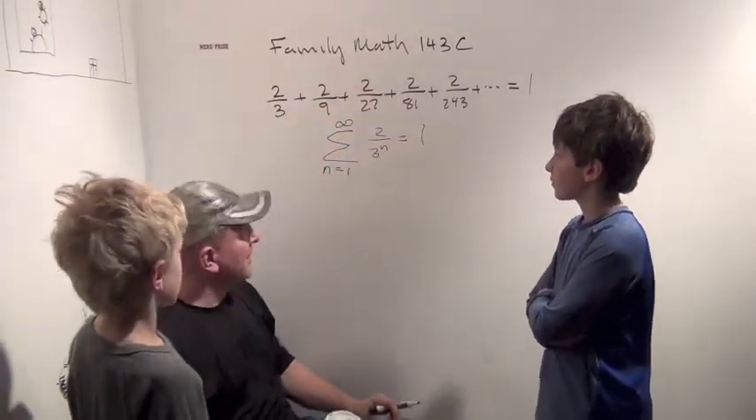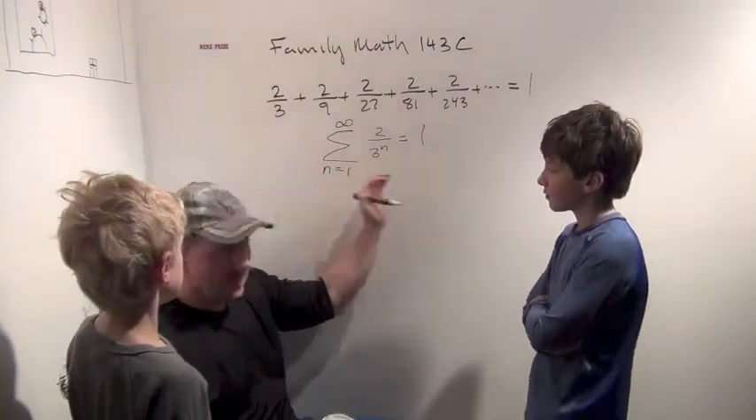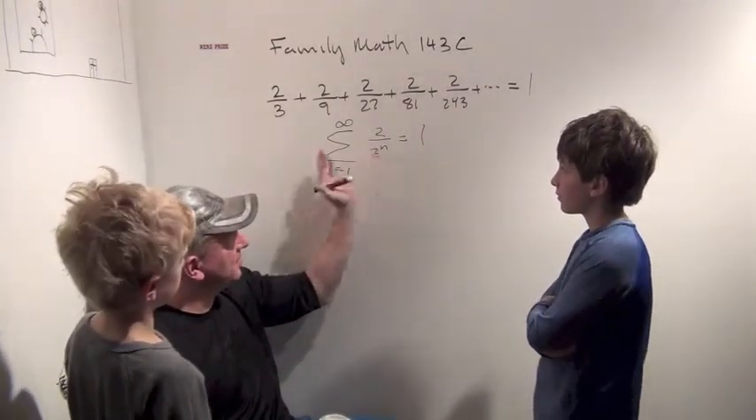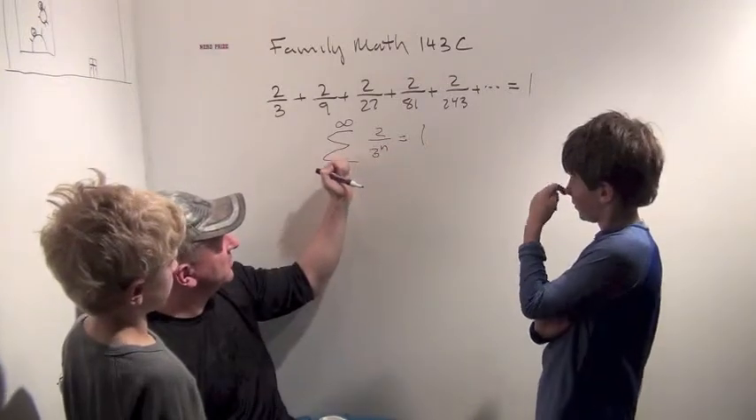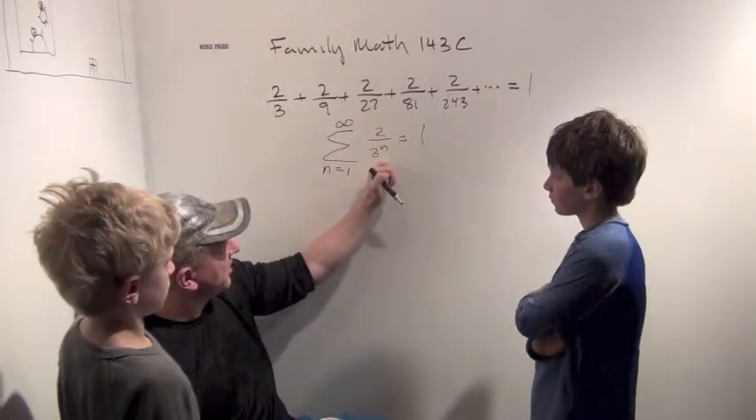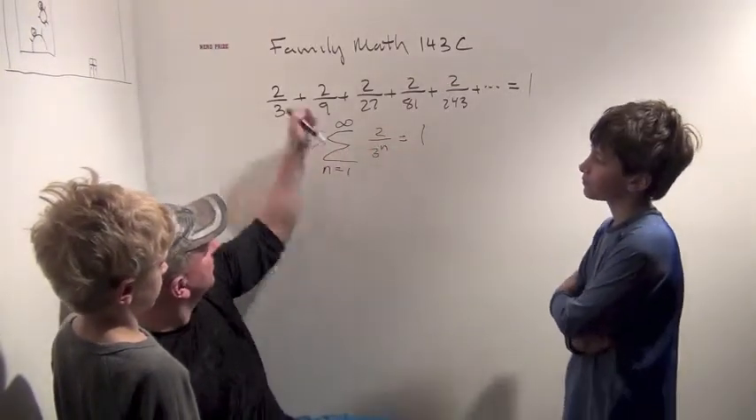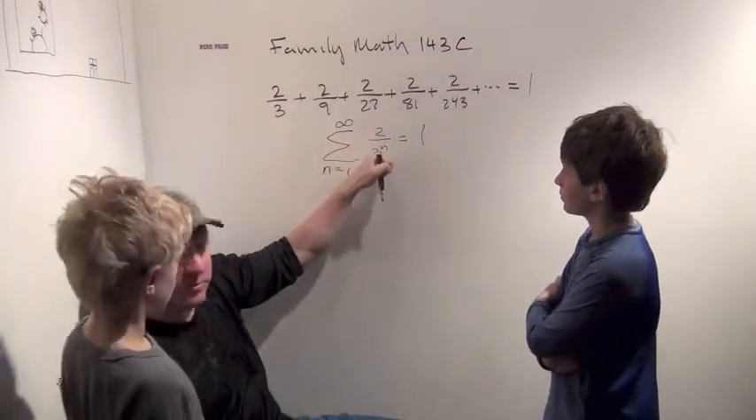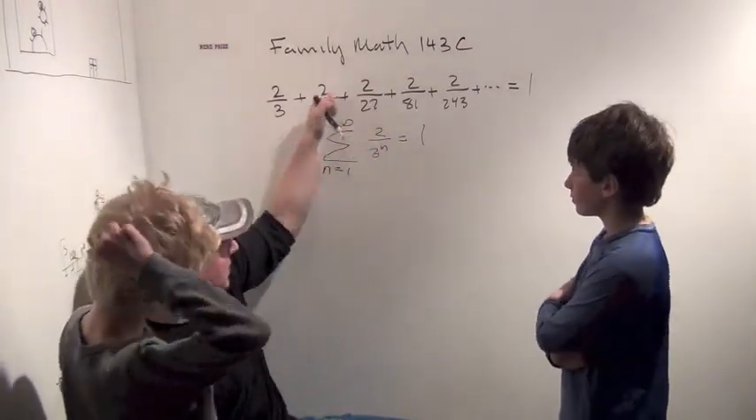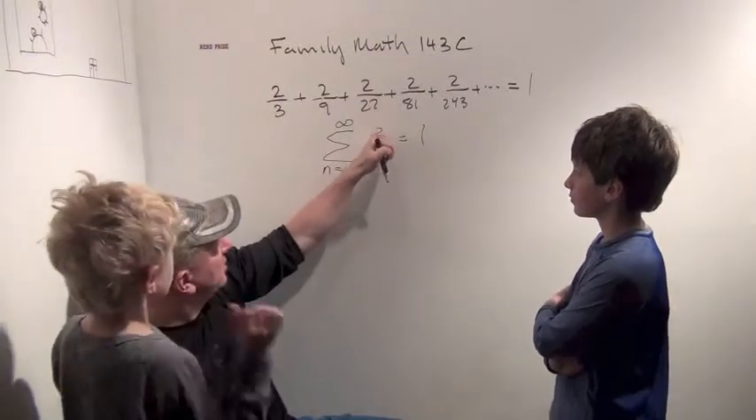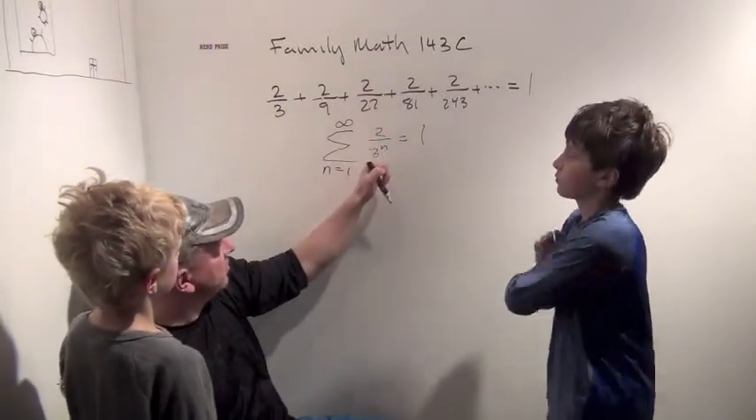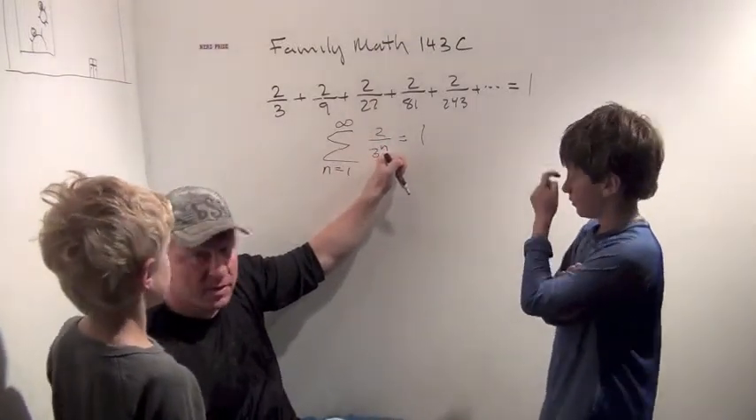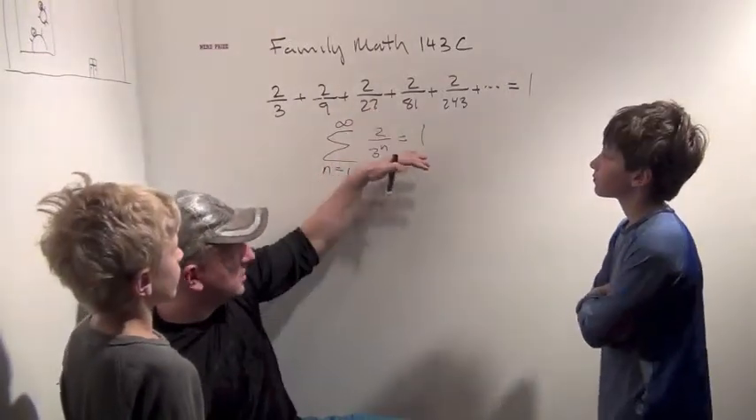Yeah, you're absolutely right. This is how math people would write it. All this symbol means is you sum these numbers up, and n goes from 1, so you get 2/3, and then when n is 2, you get 2/3 squared, which is 4/9, and when n is 3, you get 2/3 cubed, and 3 cubed is 27, and so on. So this is the shorthand.